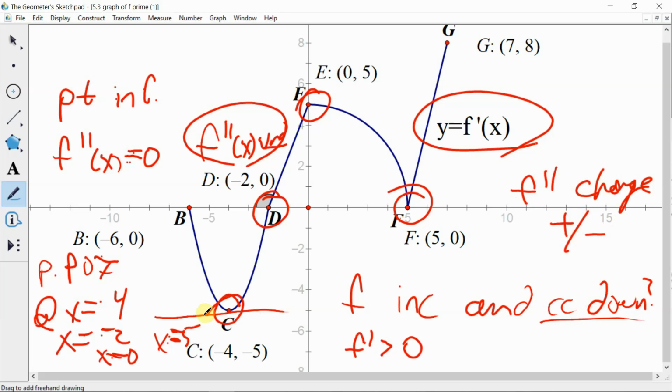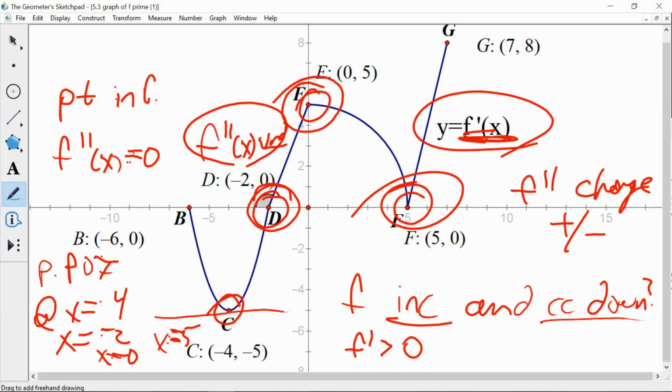So, does f prime change from increasing to decreasing? If it does, then we have ourselves a point of inflection, and it does. Does f prime change from increasing to decreasing? Nope, not a point of inflection. Does f prime change from increasing to decreasing? Again, which is the same thing as saying f double prime changing from positive to negative? Yep. Does f double prime change from positive to negative? Yes, because f prime changes from decreasing to increasing in that scenario.